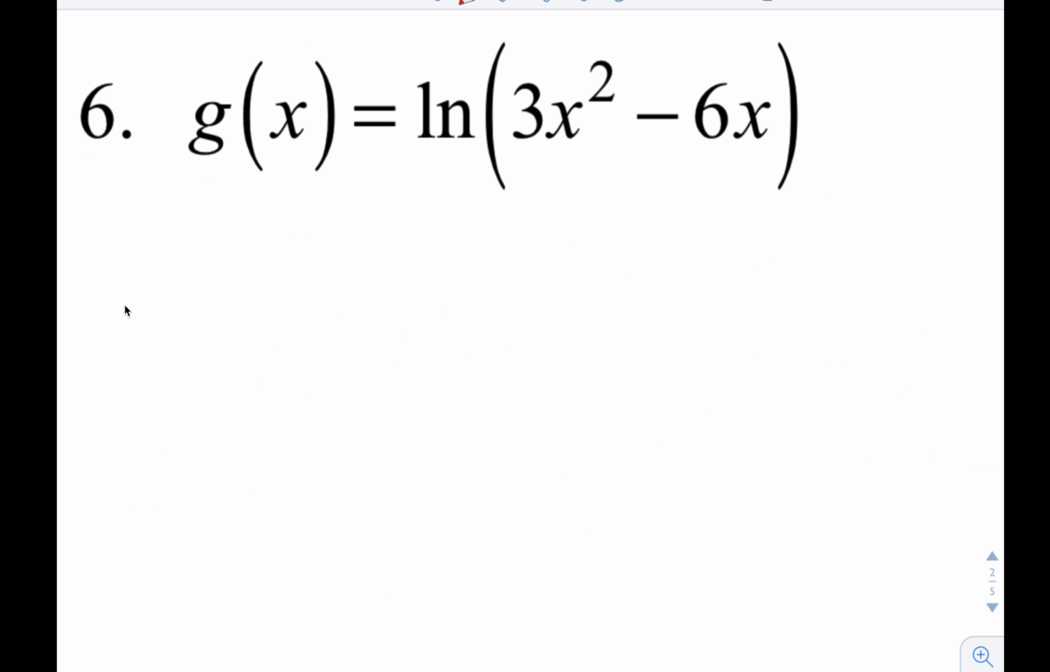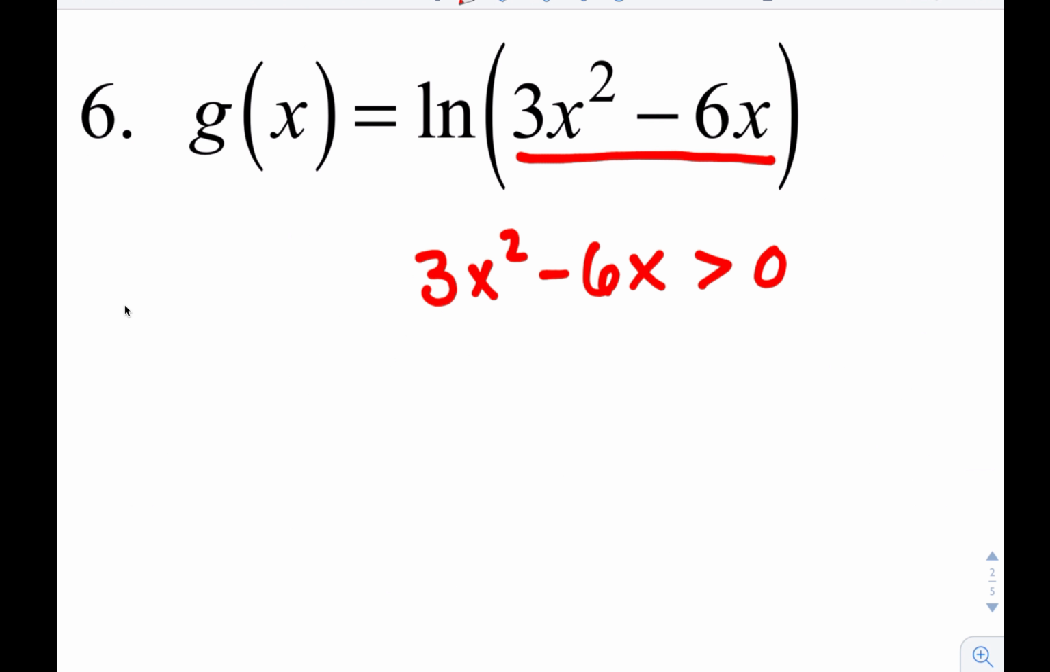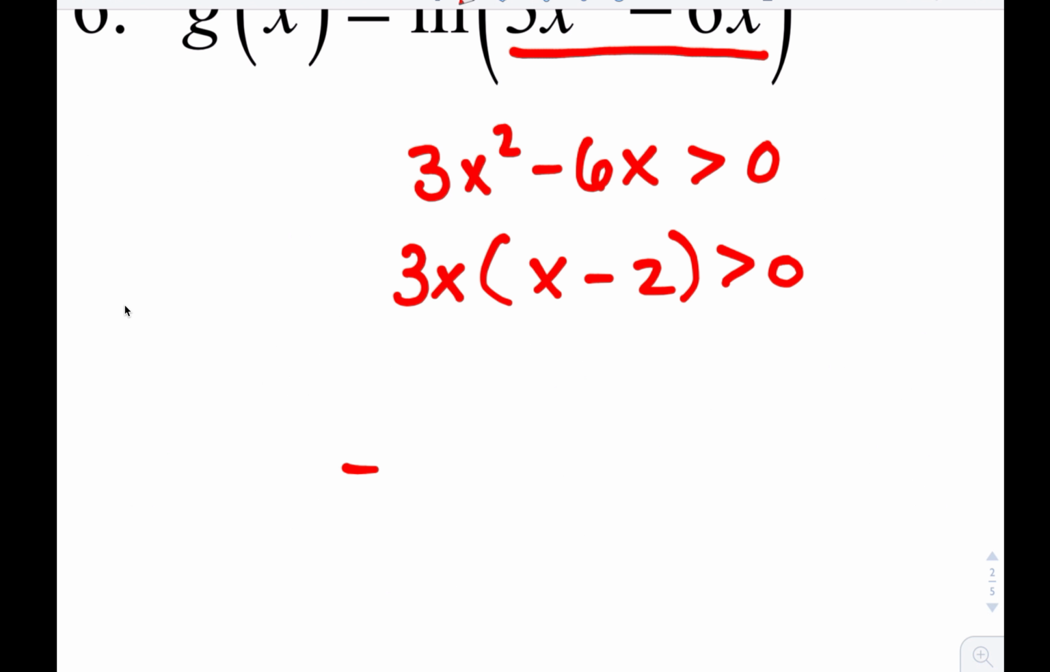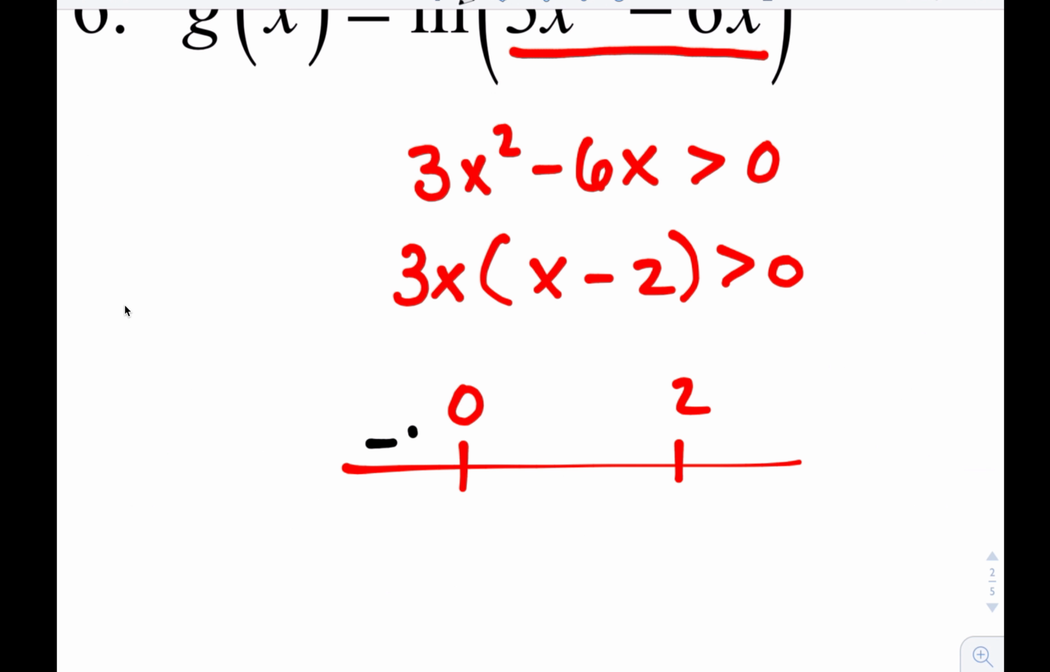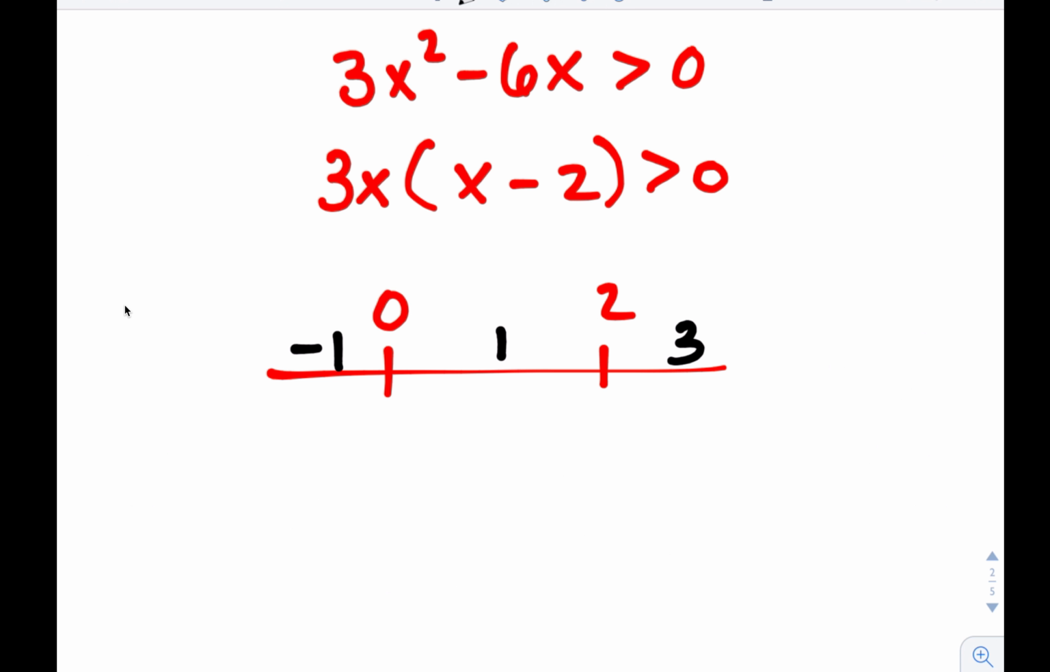Okay, so for number 6, same thing. Got to make sure that this quadratic comes out to be positive. So I know I can take out a 3x. That leaves me with x minus 2. All right, so I know that I would have zeros at 0 and 2. So what I'm going to do is test around, say, negative 1. I'm going to test around 1 and then 3.